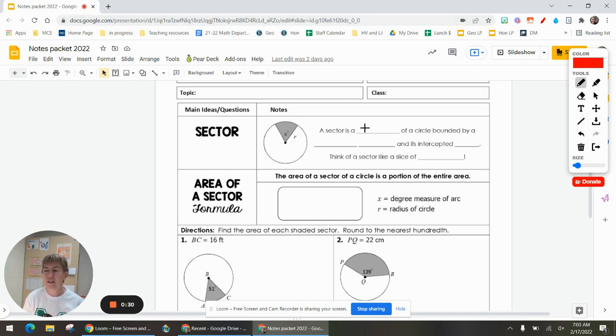And so a sector is a section of a circle, or you could put part if you'd rather, bounded by a central angle. That's what this is. It's a central angle. So the central angle covers those two sides of the sector. And to completely enclose it, we need the intercepted arc. And then they put it into common people terms. It's like a slice of pizza.